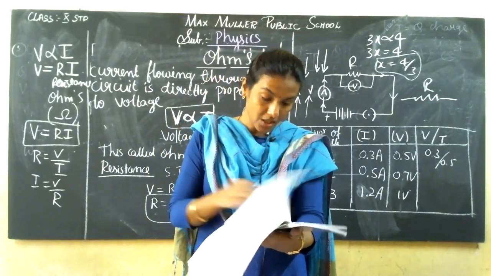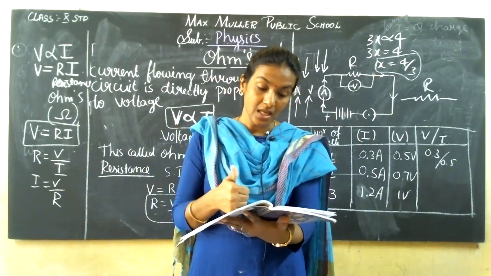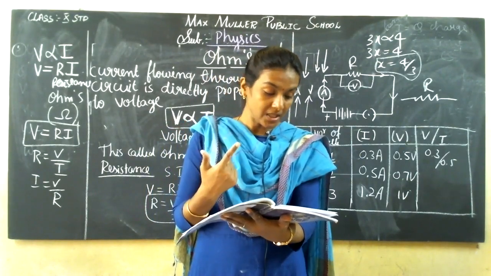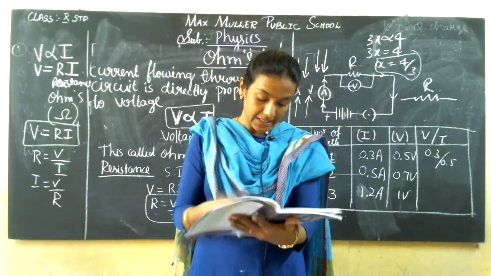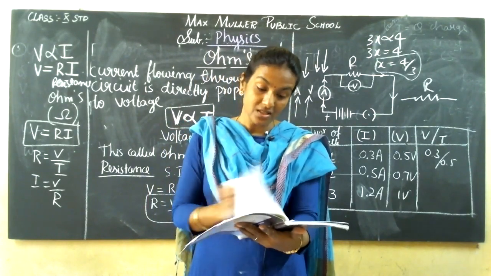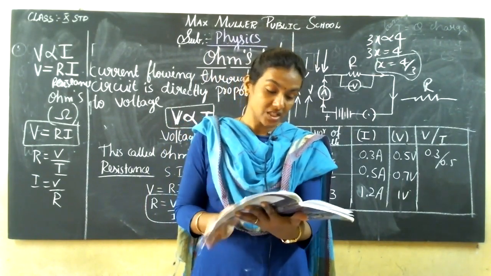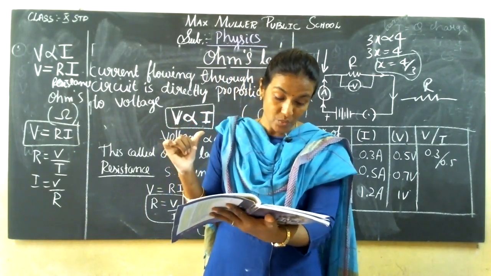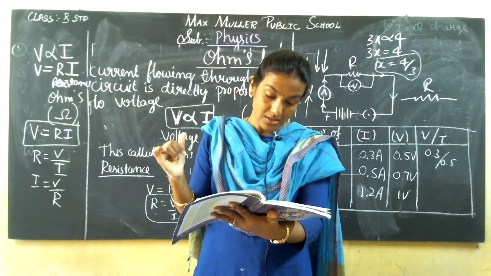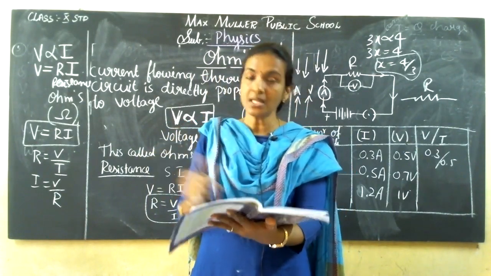So this is about today's class. Let us learn the remaining things in the next class. That is about the factors on which the resistance of a conductor depends. A very interesting concept is there in the next classes. The problems related to this, we'll see in the next class.